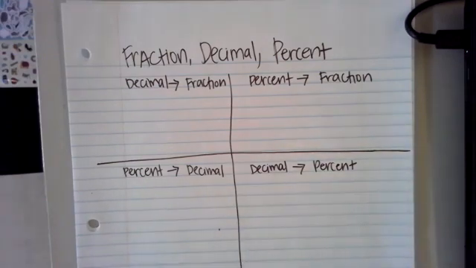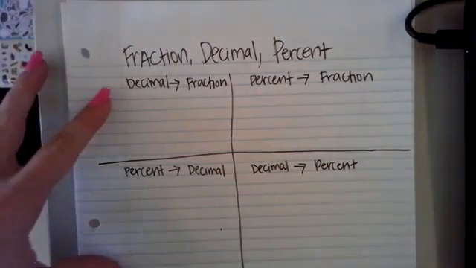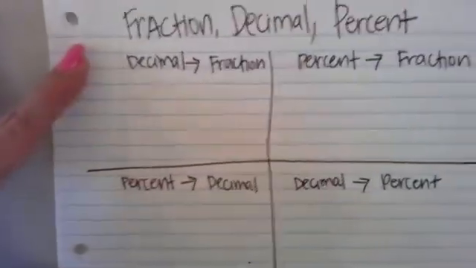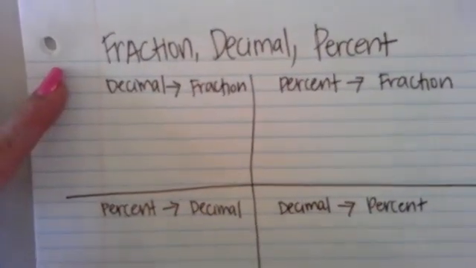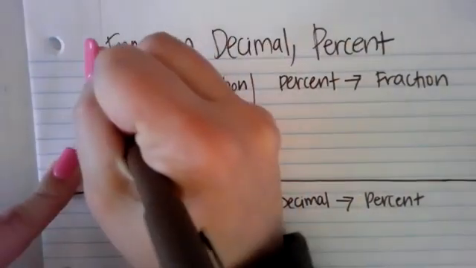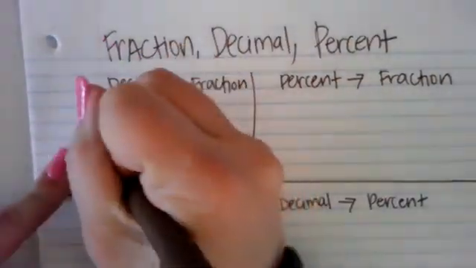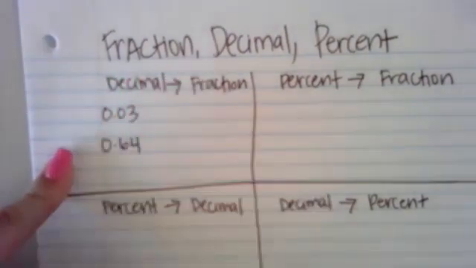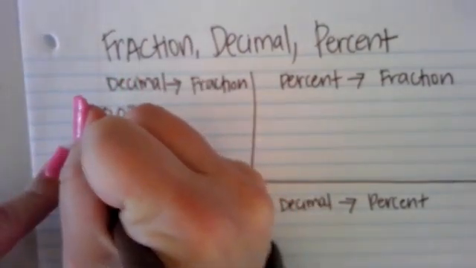So I'm going to do this by picking a couple of number examples. Let's focus in this first section. I'm going to zoom in more so it's easier to see. Let's first focus on decimals to fractions. So we're going to look at the examples 0.03, 0.64, and then I'm going to pick 1.52.